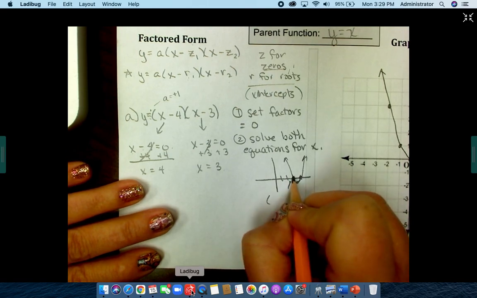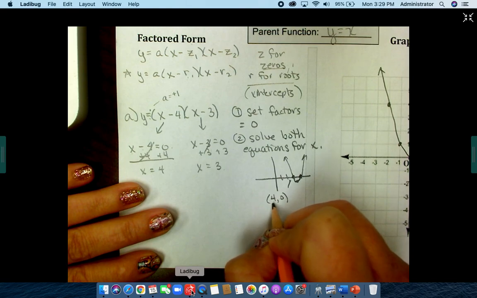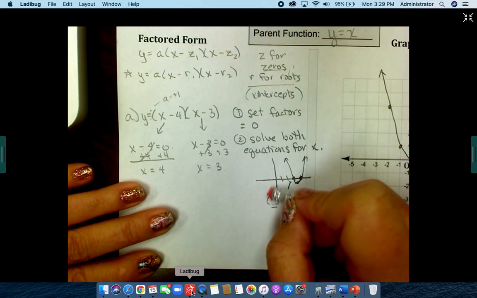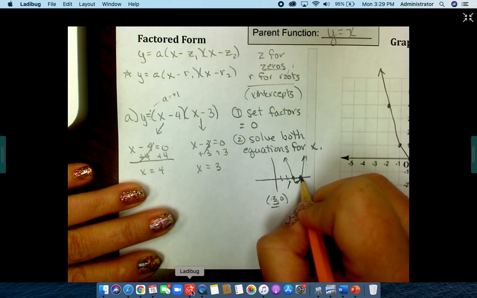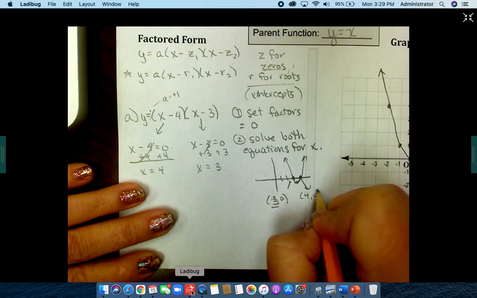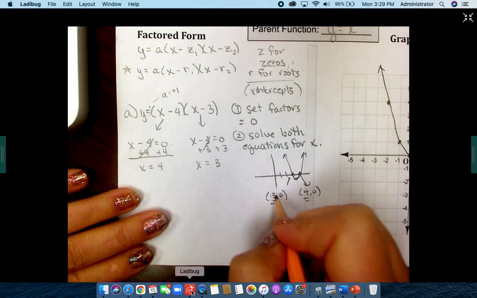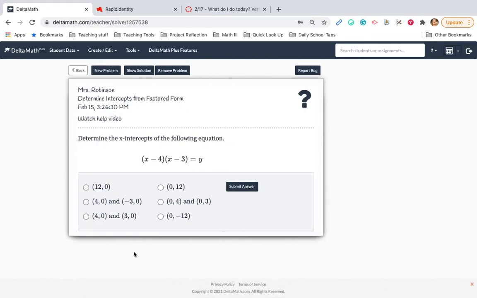Well, if this is where it hits the x-axis, it would make sense that the x is the number here, 4. Oops, that's 3. I totally wrote that backward. That's 3, 0. And this point here would be 4, 0. Okay? So make sure you put your x-intercepts in for the first coordinate in your ordered pairs. So we would choose 4, 0 and 3, 0.